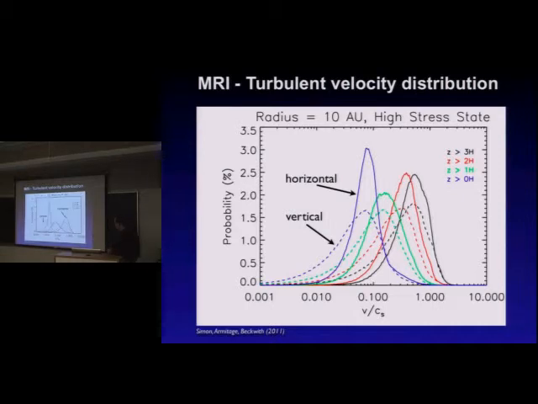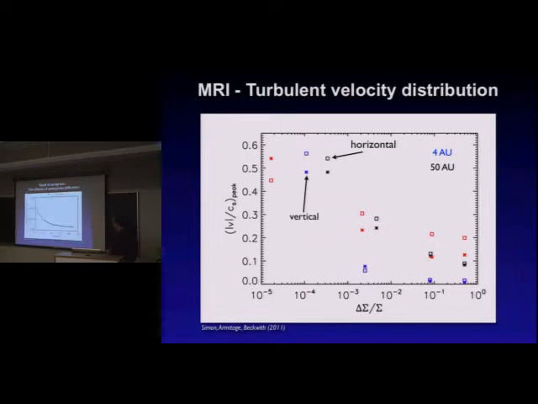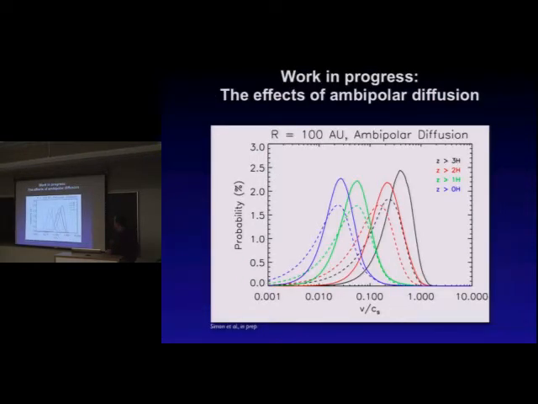But in the case of having a dead zone, you get much lower alphas, but it's still in agreement, because you get alphas of like 10 to the minus 4, and you get V over CS like 0.01. So in the midplane at least, it all makes sense. The MRI turbulence is sort of consistent with what the alpha model predicts as far as scaling goes.